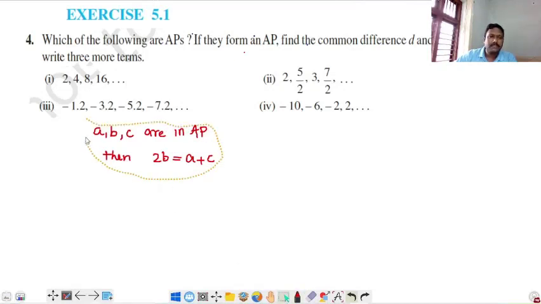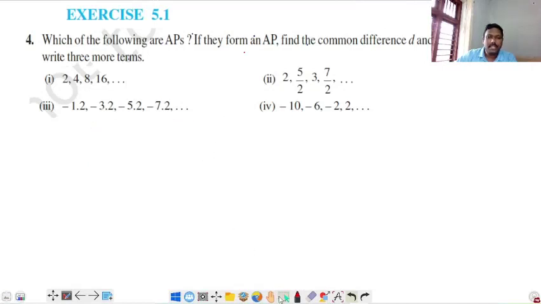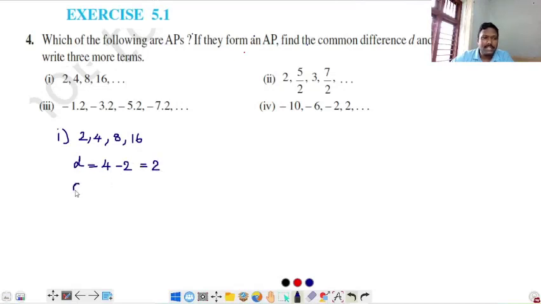What is the first question? We have 2, 4, 8, 16. So we can check the common difference. D is equal to A2 minus A1, that is 4 minus 2, which is equal to 2.